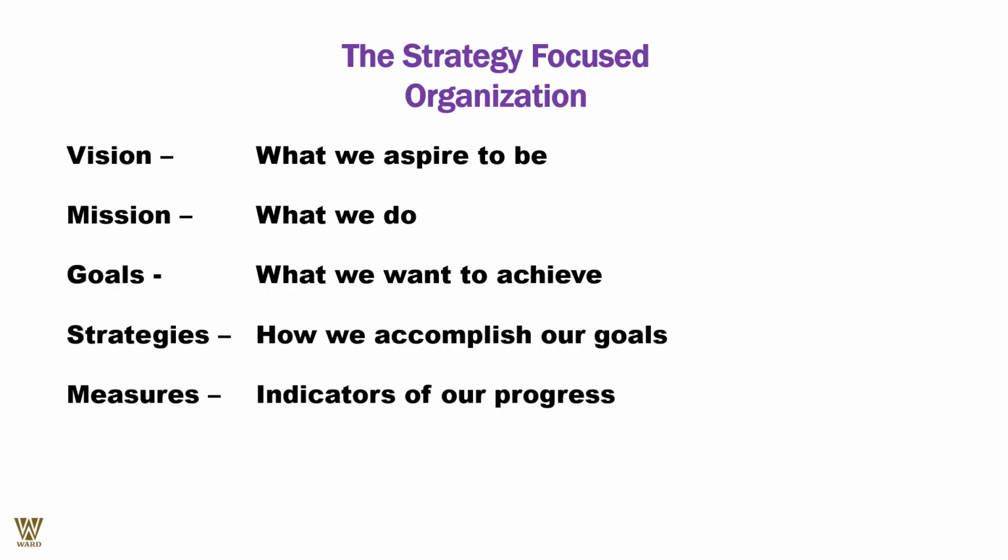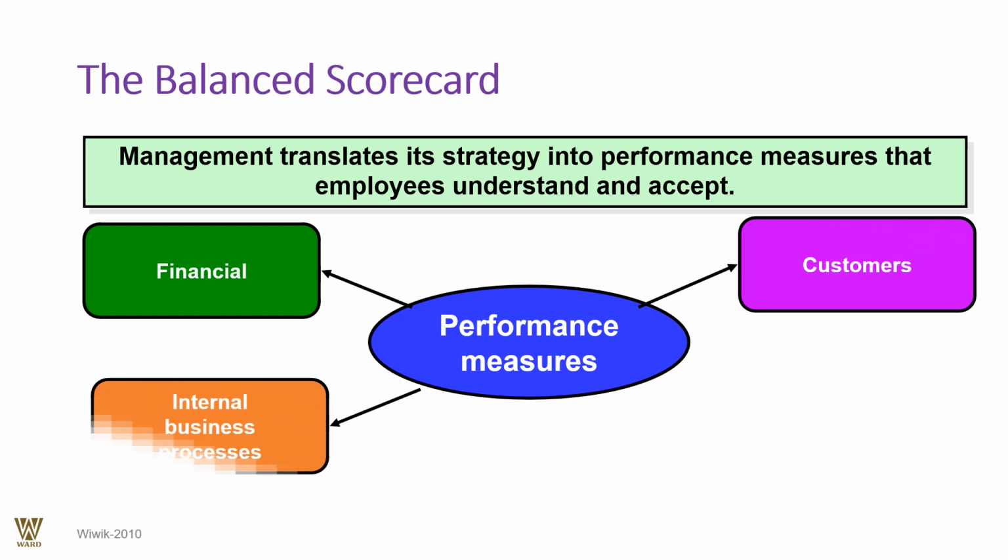The strategy focused organization is what we aspire to be. Mission: what do we want to be. Goals: what we want to achieve. Strategies: how we accomplish our goals. Measures: indicators of our progress. So, a strategy focused organization is vision, what we aspire to; mission, what we do; goals, what we want to achieve; strategies, how we accomplish our goals; and measures, indicators of our progress as the case might be.